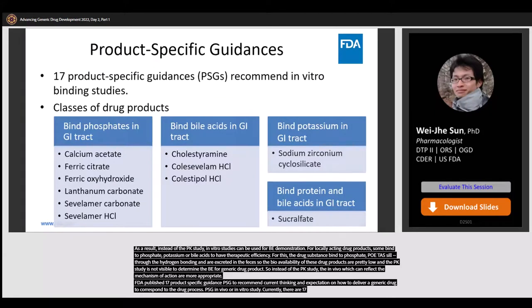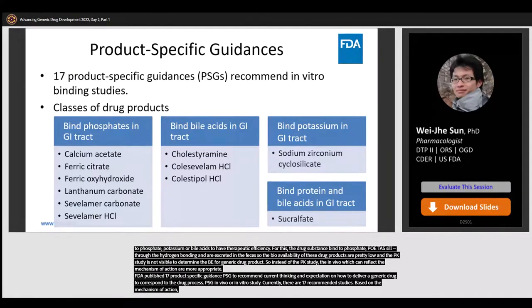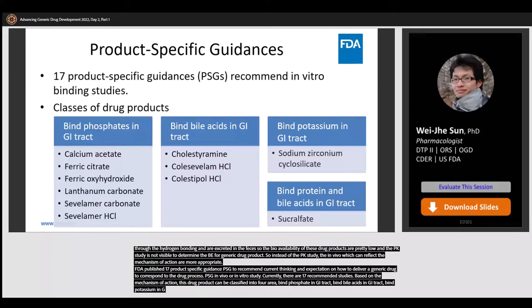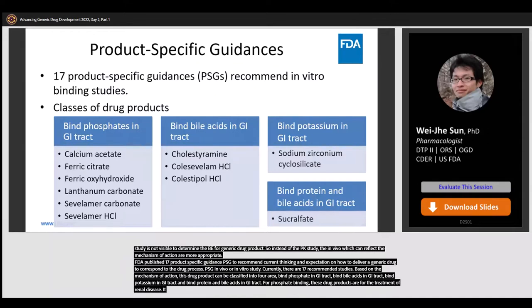Based on the mechanism of action, these drug products can be classified into four areas: bind phosphate in GI tract, bind bile acid in GI tract, bind potassium in GI tract, and bind pectin and bile acid in GI tract. For phosphate binding, these drug products are for the treatment of renal disease. It reduces serum phosphate in patients by binding dietary phosphate to drug substance.